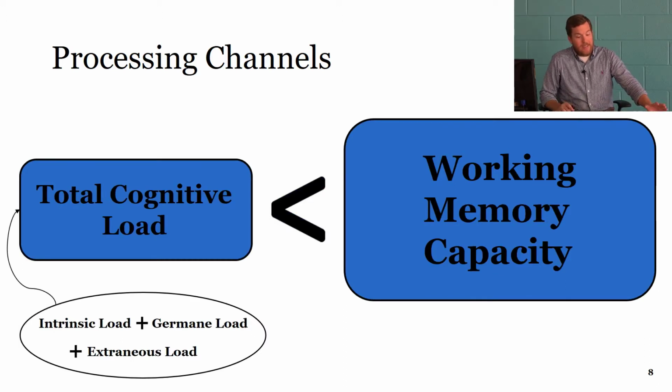So again, going back to our overall goal, the big picture is that we want the total cognitive load, which is those 3 different types added together, to be less than our working memory capacity. Everything that we're doing with the design principles is geared towards limiting the total cognitive load so that it is less than our students' working memory capacity.